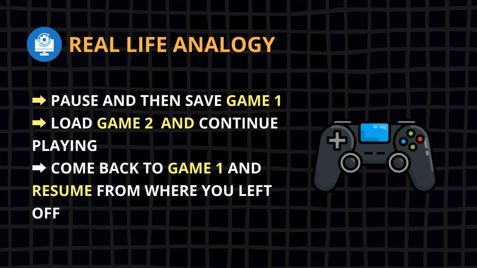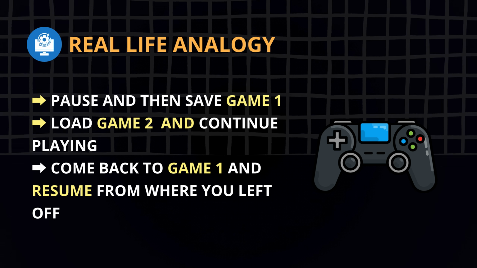Now let us understand with a simple analogy. Imagine you are playing two games. You pause game 1 and save its state, and then load game 2 and continue playing. Later you come back to game 1 and resume from where you left off. That's context switching in real life.